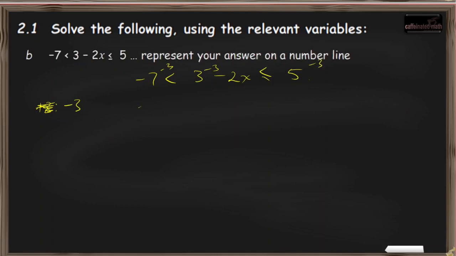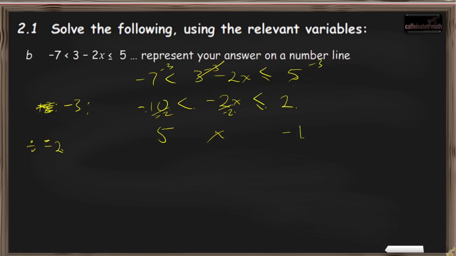As such, this becomes negative 10. Well, the whole point was to get rid of that 3, so now we have a negative 2x over there, and that becomes 2. Next up, we will divide the entire inequality by negative 2. Well, what does that do? Negative 10 divided by negative 2 gives us 5, and that was the point. The point was to get x alone, and then obviously over here we have negative 1.